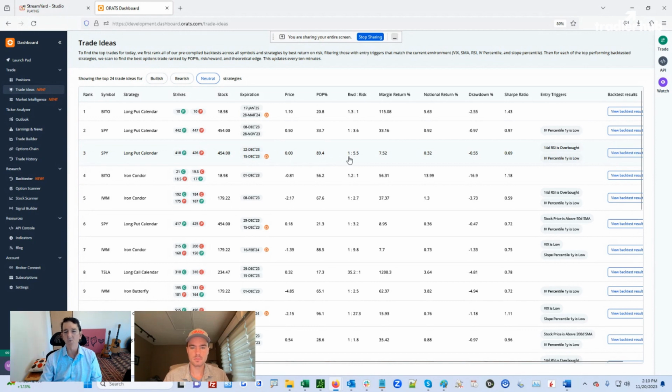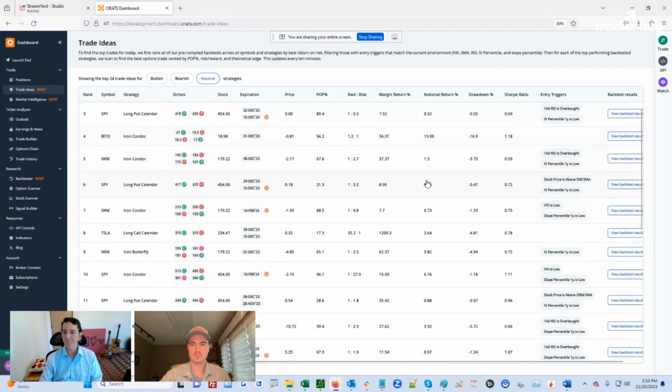Risk reward, so it's 1 to 5. So it's somewhat risky versus what you get. The margin return is pretty low, 7%. The notional return, which is your returns divided by stock price, is low. So I might pass on that one. So I might continue to look.